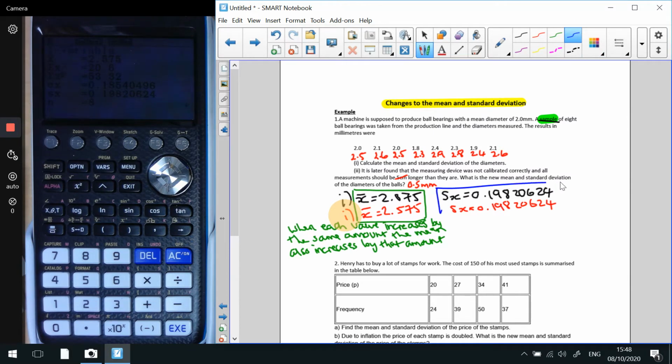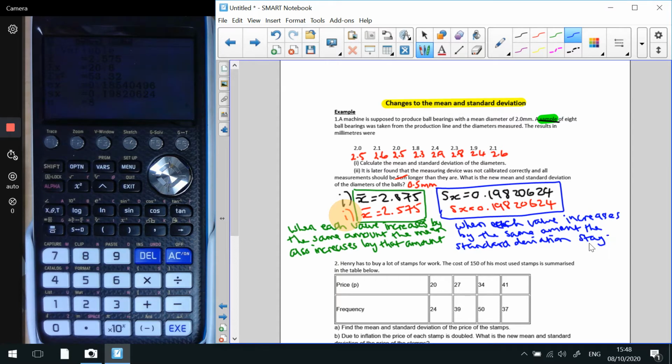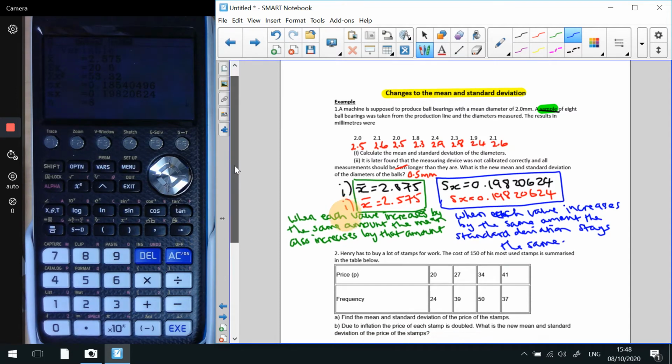If we compare our standard deviations, they've ended up being exactly the same. So it seems that maybe when each value increases by the same amount, the standard deviation stays the same. So we'll have a look later to see if this is true.